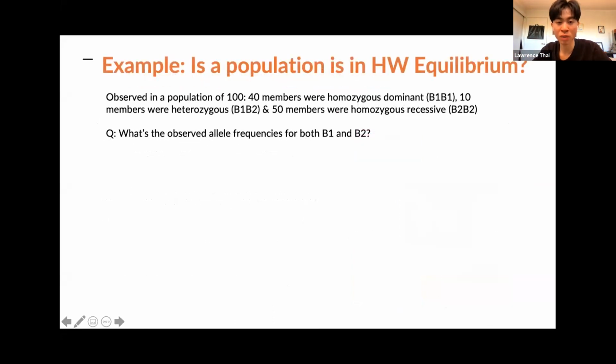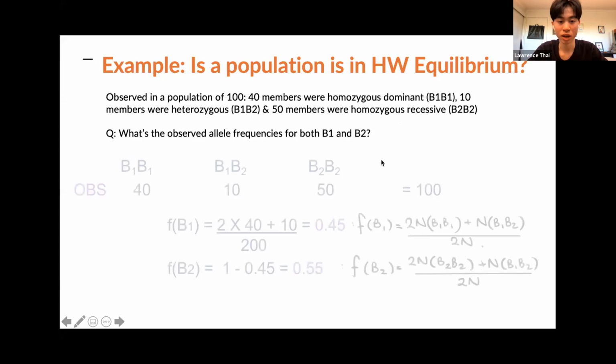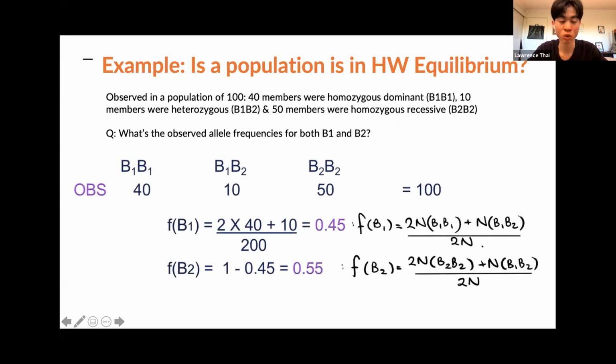I'm just going to go through a quick example with Hardy-Weinberg equilibrium. We've got 100 people, with 40 members that are homozygous dominant, with genotype B1B1. We've got 10 members that are heterozygous, B1B2, and 50 members that are homozygous recessive, B2B2. How do we calculate the allele frequencies for both B1 and B2? This is pretty much what you would do.